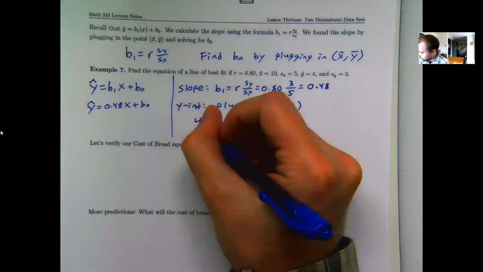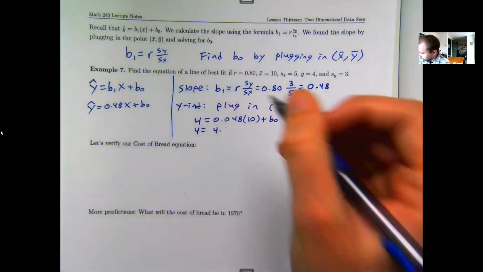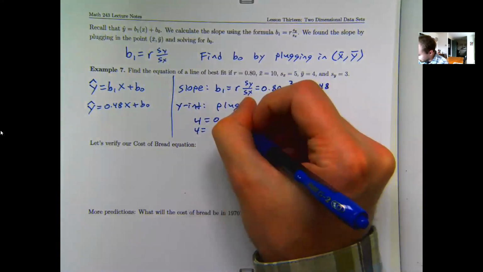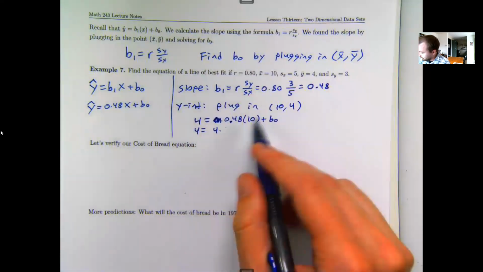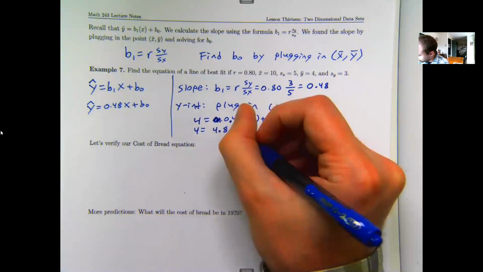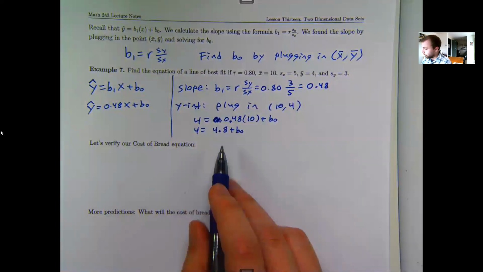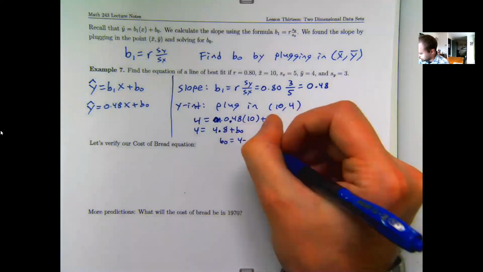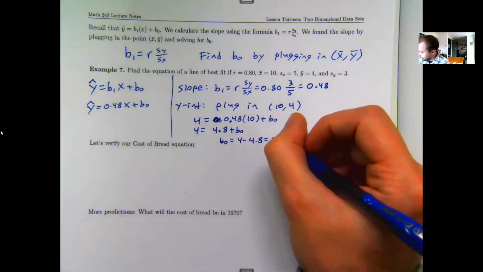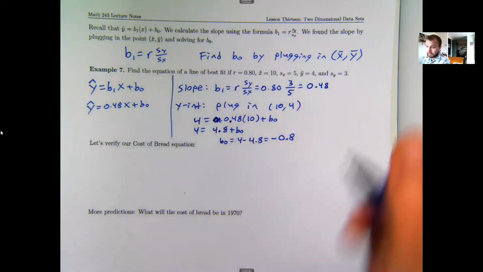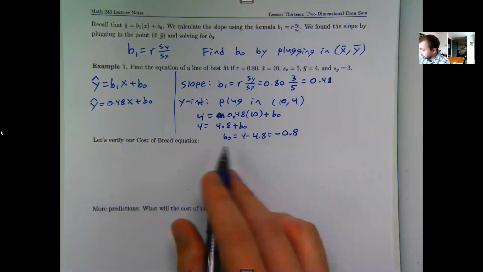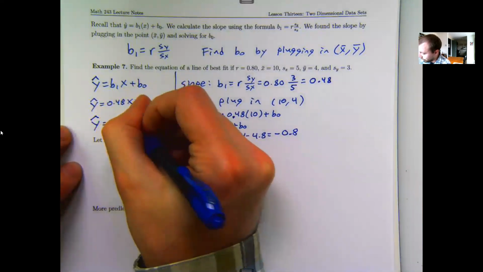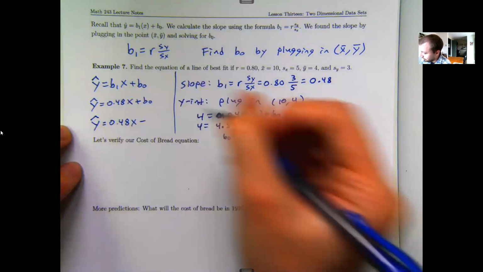Multiplying by 10 moves the decimal over, so this is the same thing as 0.48. Make sure I get my decimal correct there. Times 10 becomes 4.8. I want to undo addition, so I'm going to subtract this amount over. And 4 minus 4.8 gives me negative 0.8. Adding this y-intercept to my equation, my line looks like y hat equals 0.48x minus 0.8.